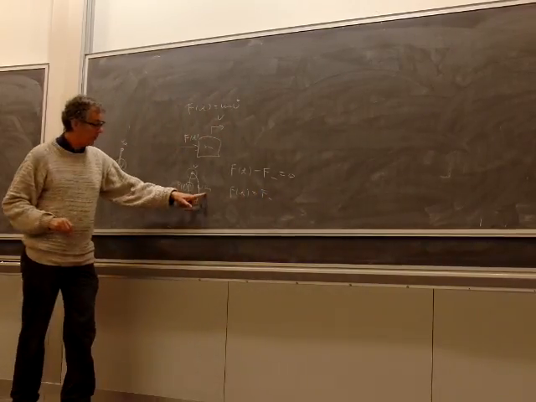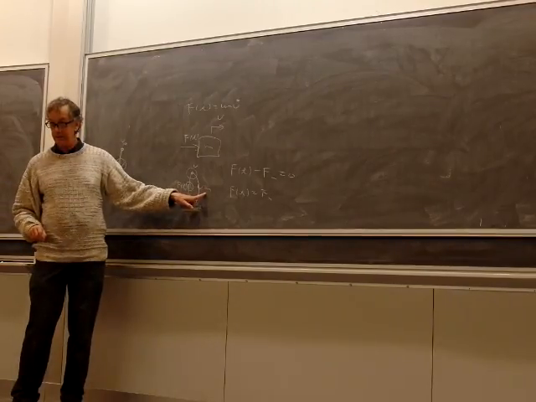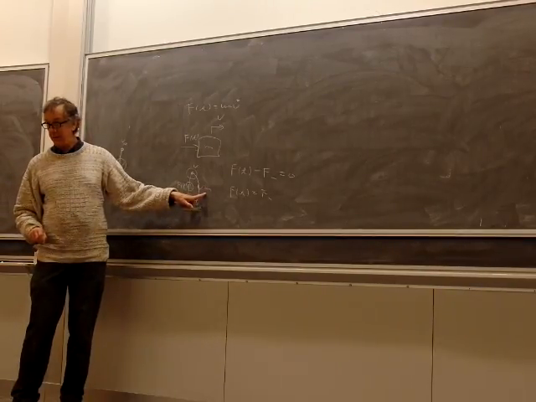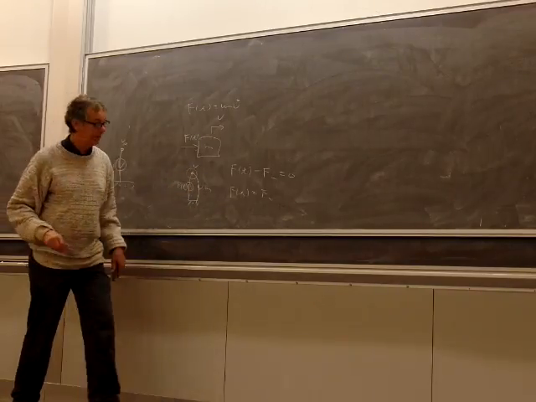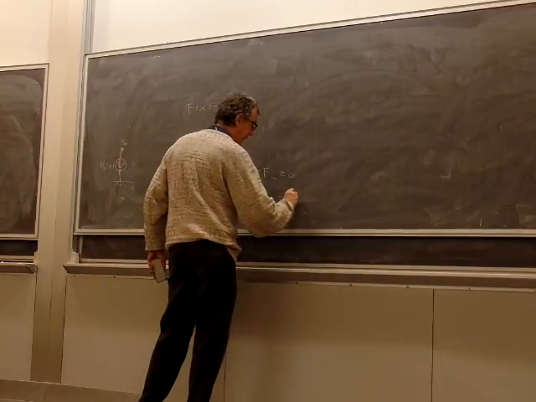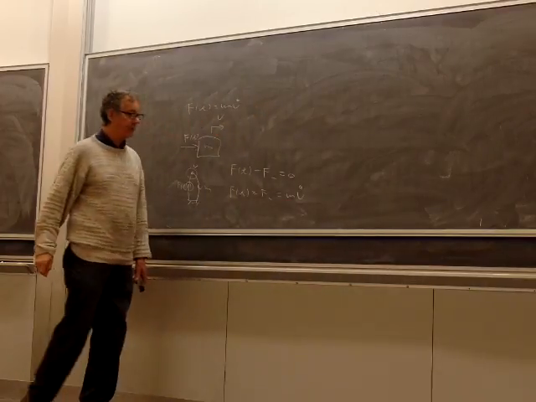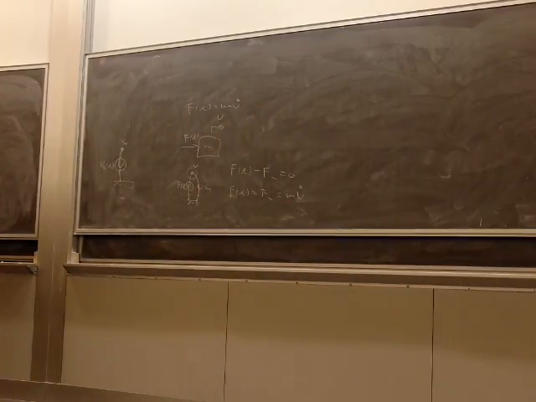And Fm, according to the rule, is what? Tail of the arrow minus head of the arrow. V minus 0 dot. Do I get the right equation? Yeah? Yes. Right.